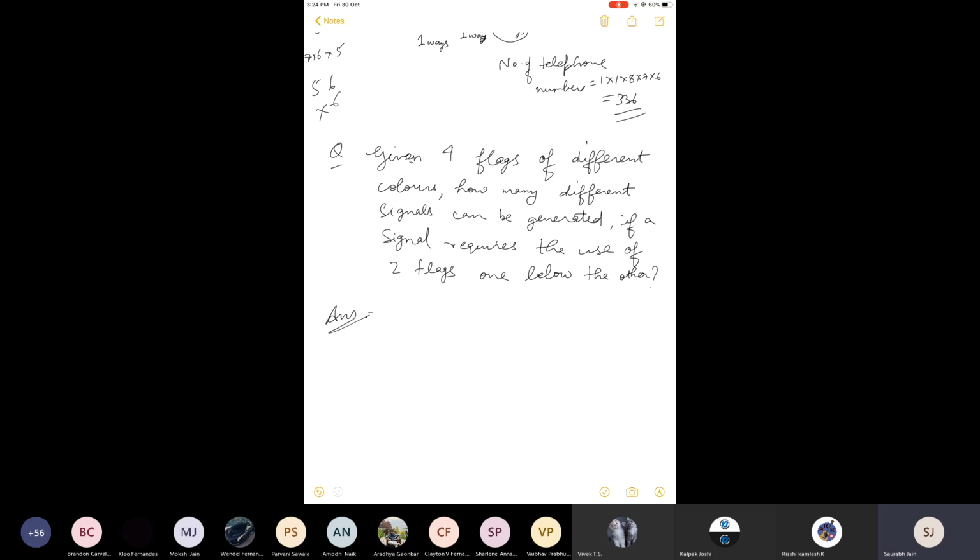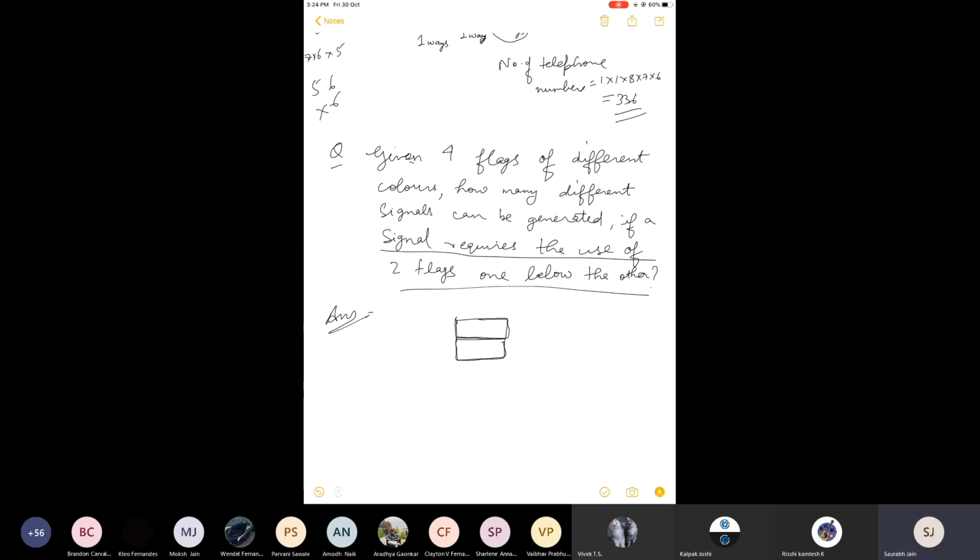4 flags of different colors. How many different signals can be generated if a signal requires the use of two flags, one below the other? I think it is very easy. So basically, this is your first flag and this is your second flag just below it. And you have 4 flags.